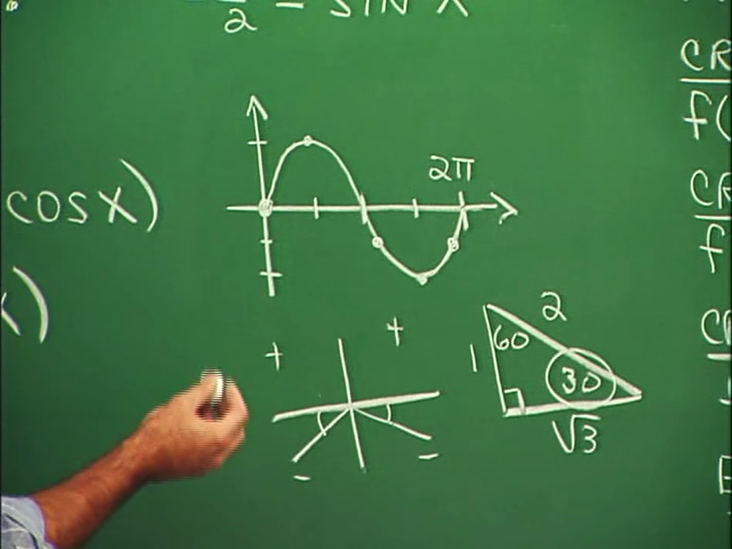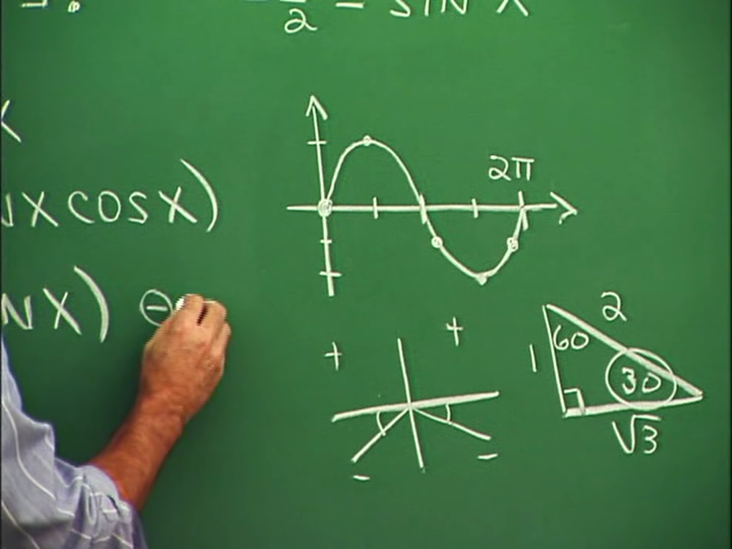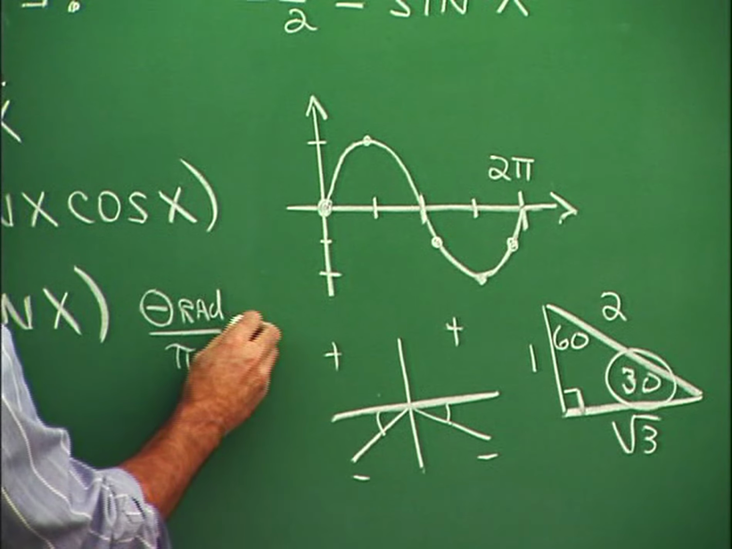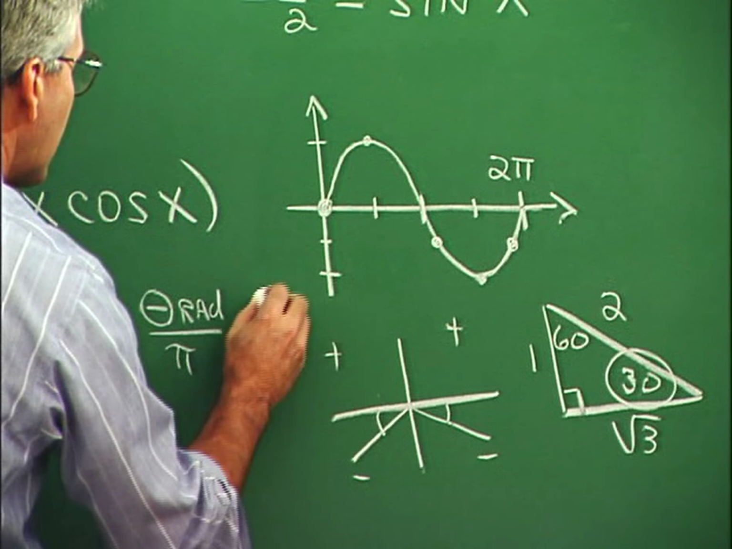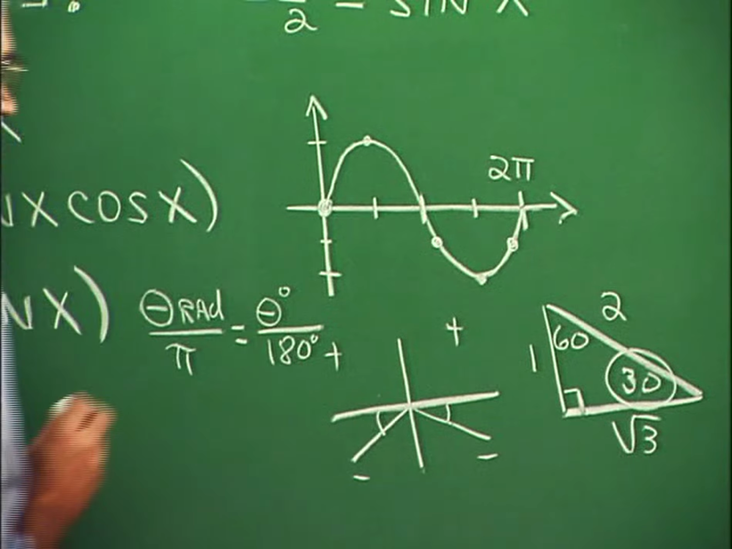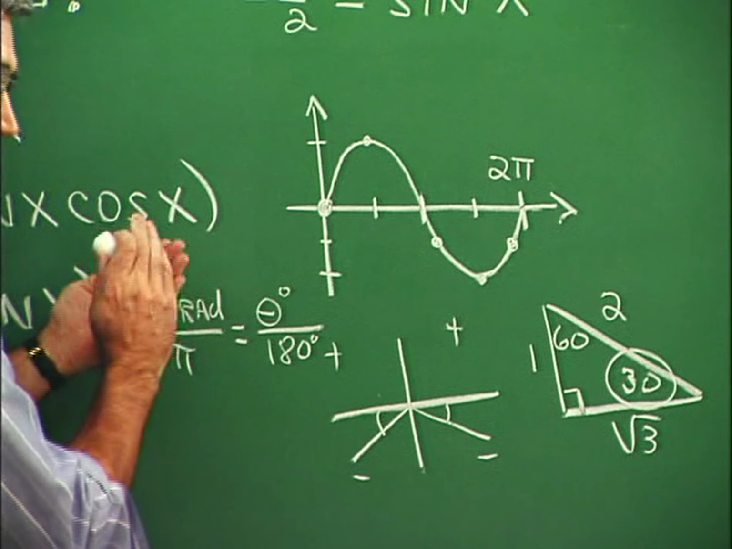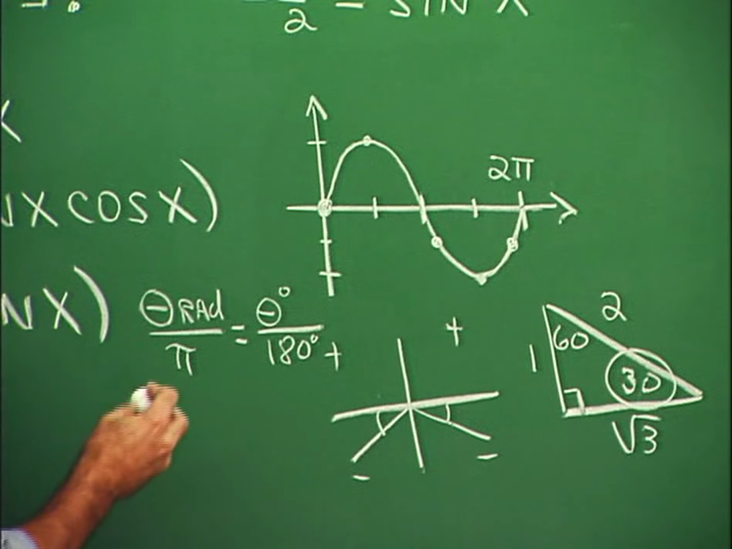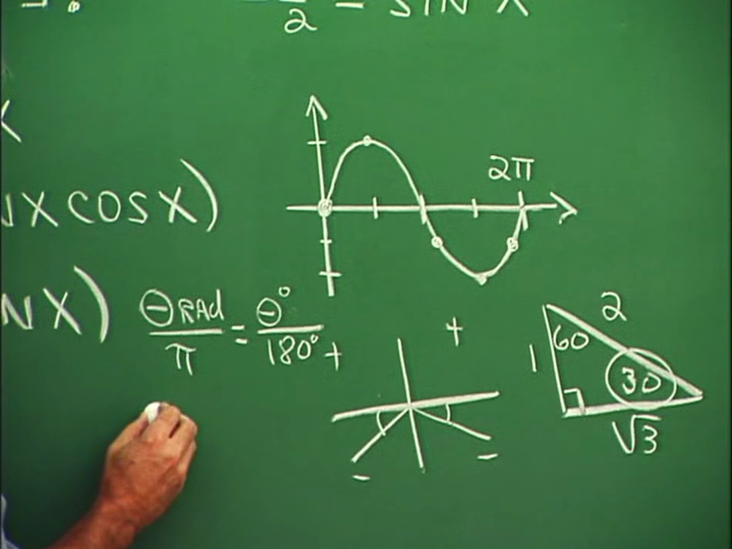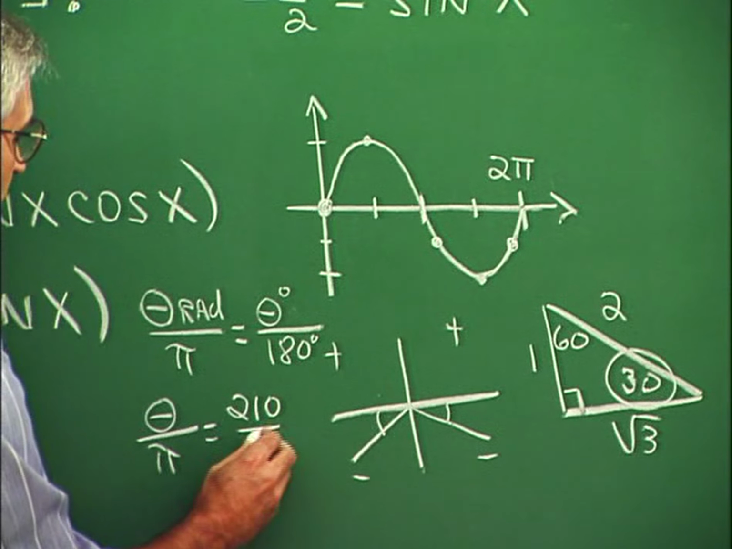Recall that we can do that rather easily from trigonometry. Theta in radians corresponds to pi in radians in the same way as theta in degrees corresponds to 180 degrees. That was our fundamental idea of changing from radian measure to degree measure. That is a way of doing it, not the only way. We have an angle here of 210 in degrees. So theta in radians compares to pi as 210 compares to 180.